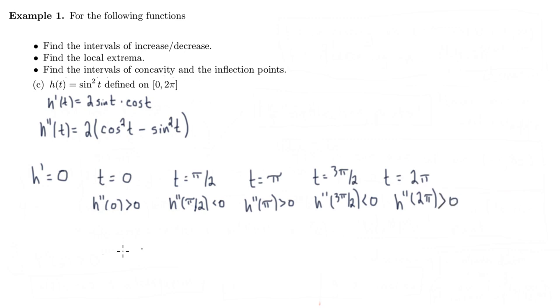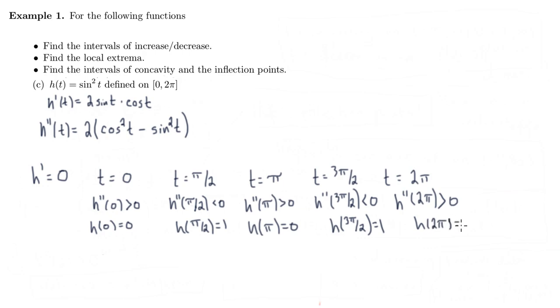will be positive again. So our values here are going to be h of 0, which is 0. H of pi over 2 is 1. H of pi is 0. H of 3 pi over 2 is negative 1 squared, which is still 1. And then h of 2 pi is 0. And just by the concavity, I can see which are local max and local min. This will be a local min. This will be a local max because it's concave down. This will be a local min. This will be a local max. And this will be a local min.